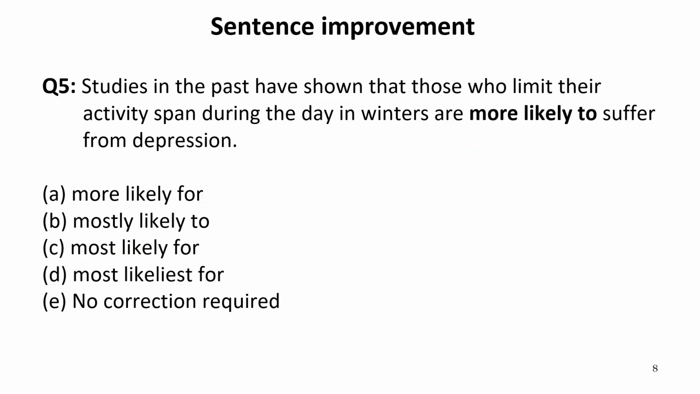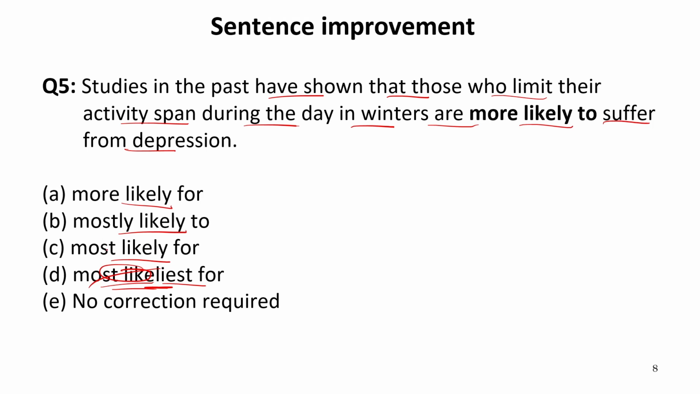So, this is absolutely correct answer. Now let us move to the next one. Studies in the past have shown that those who limit their activity spent during the day in winters are more likely to suffer from depression. Now let us see the options. More likely for, more likely, mostly likely to, most likely for, most likeliest. Now most and likeliest cannot come together, both are superlative degree.